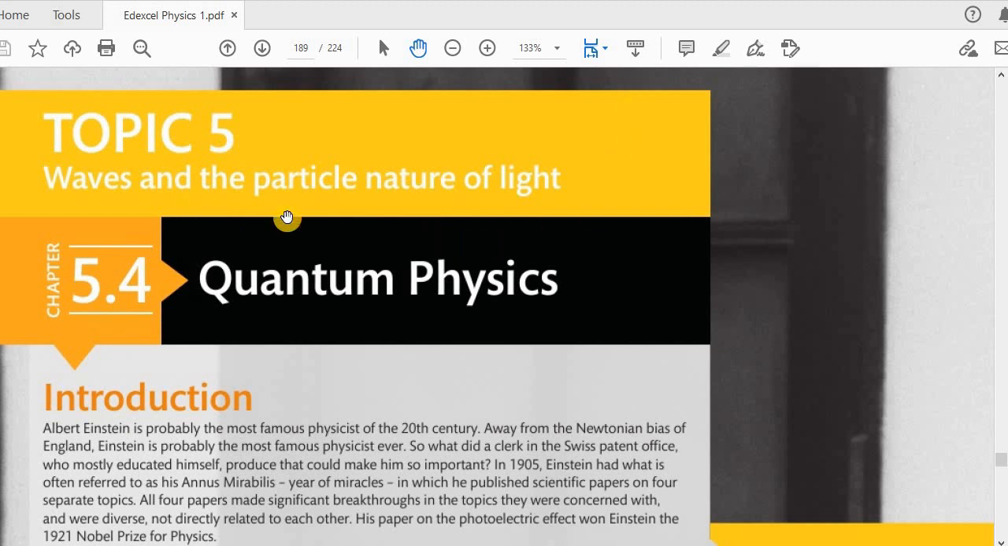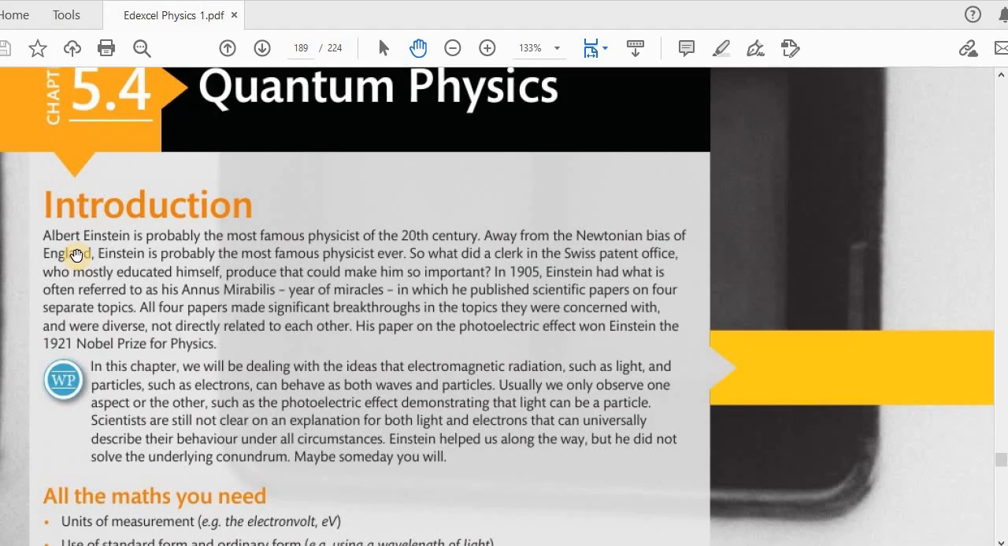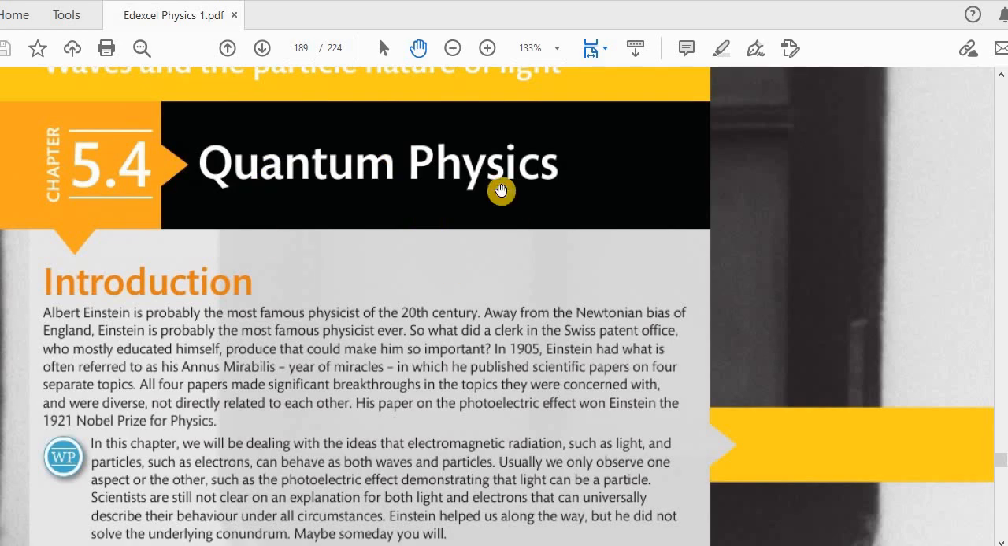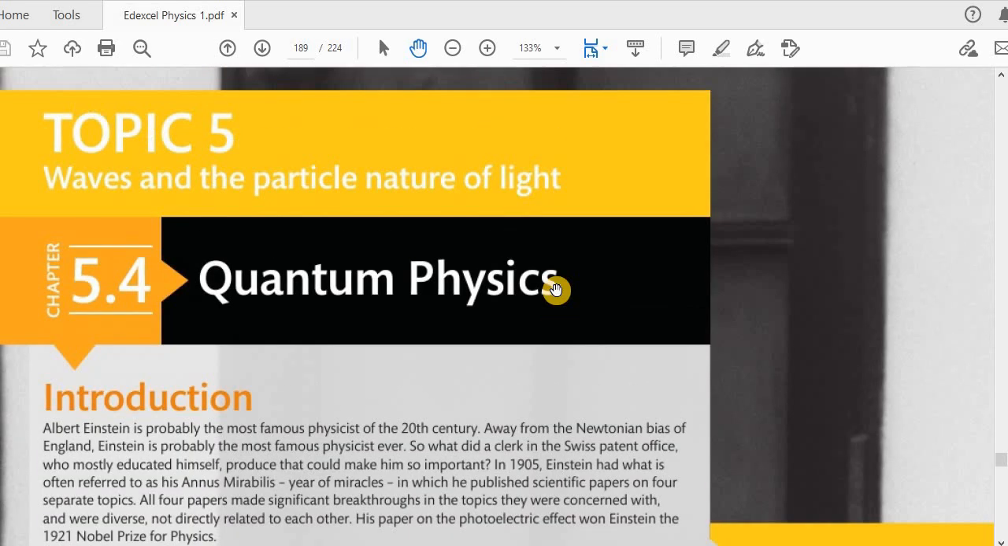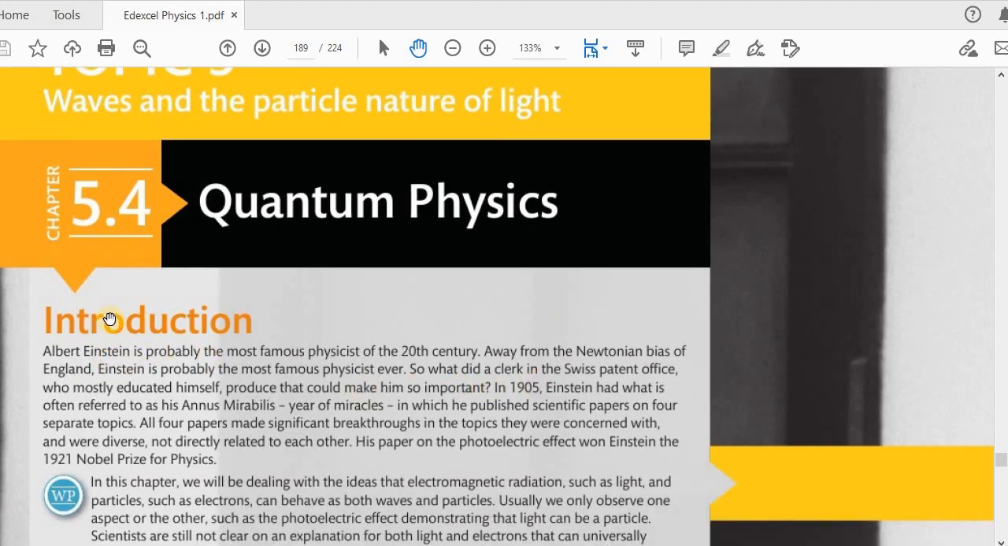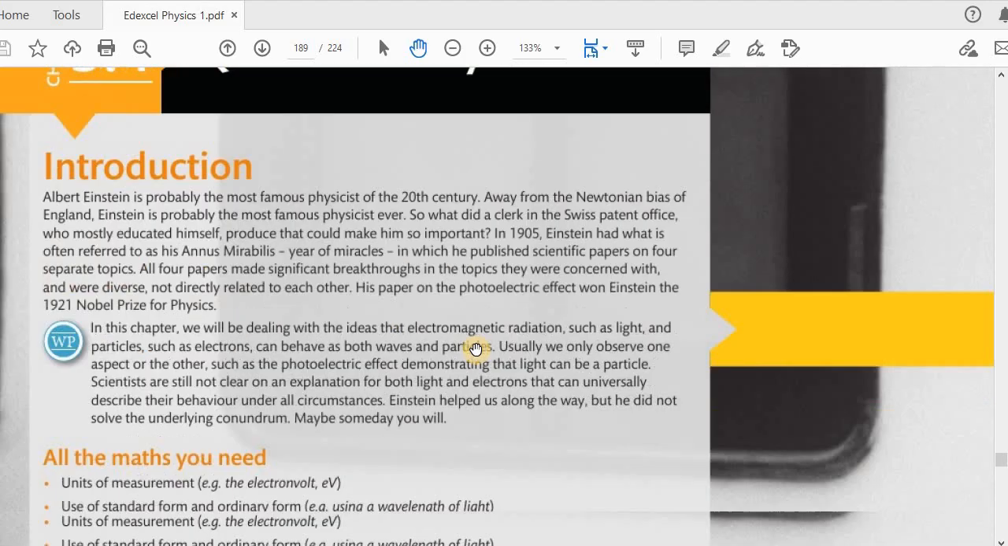Topic 5, waves and the particle nature of light. This is about quantum physics, chapter 5.4. So you have already heard about Albert Einstein. Now when it comes to quantum physics, we have something called Einstein's photoelectric equation. So his name would come into the minds of most of the students who are already familiar with quantum physics.